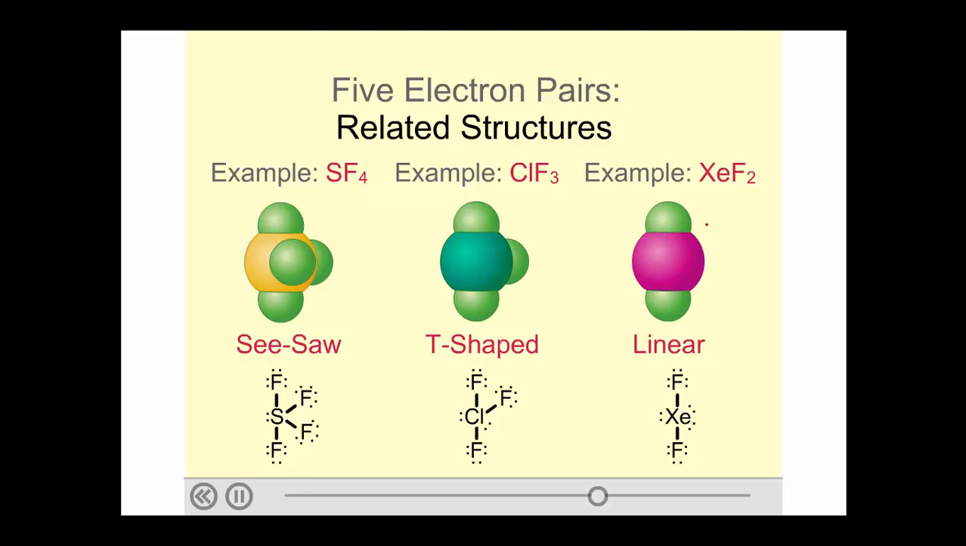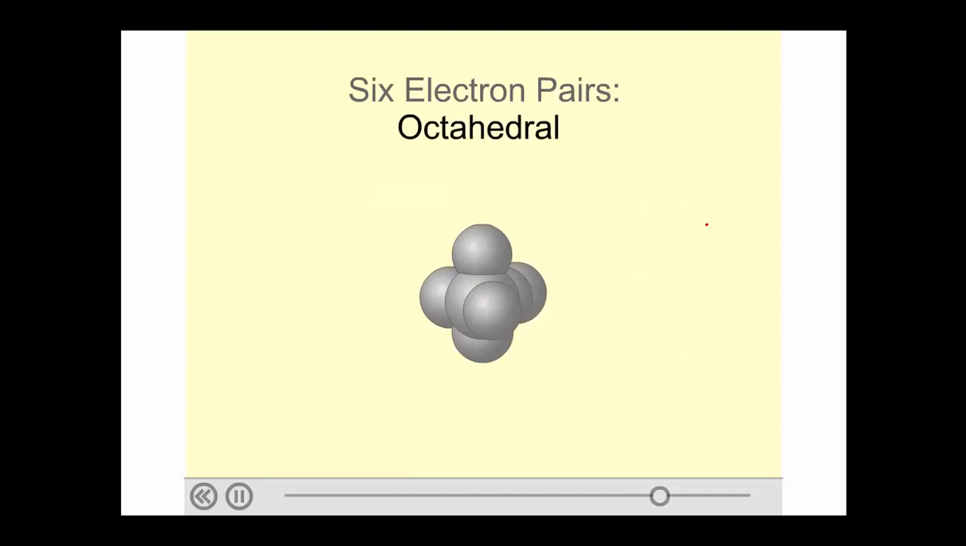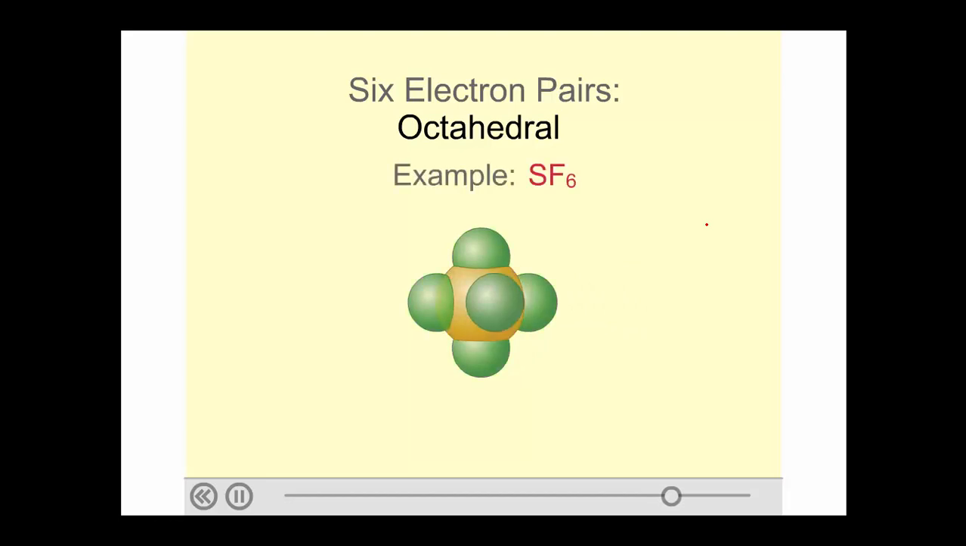When two of five electron pairs surrounding the central atom are non-bonding pairs, as in chlorine trifluoride, the resulting structure is known as T-shaped. When three of five electron pairs surrounding the central atom are non-bonding pairs, as in xenon difluoride, the resulting structure is known as linear. Lone pairs of electrons take equatorial positions preferentially. Six bonding electron pairs around the central atom result in an octahedral structure. Sulfur hexafluoride has an octahedral structure.